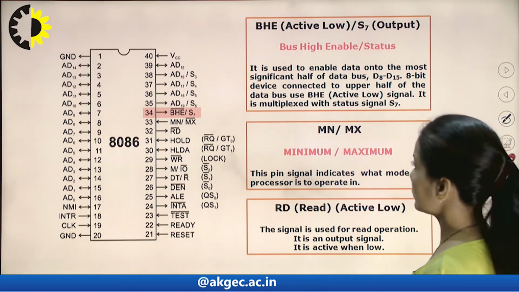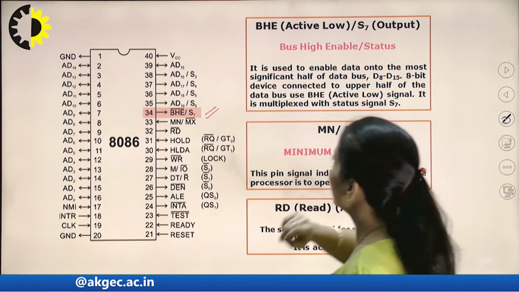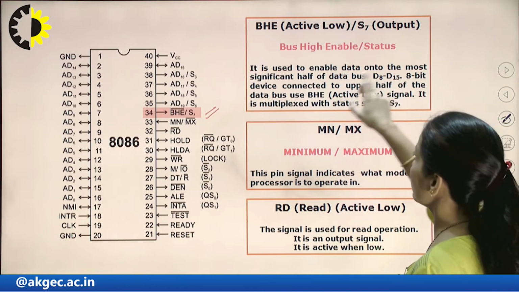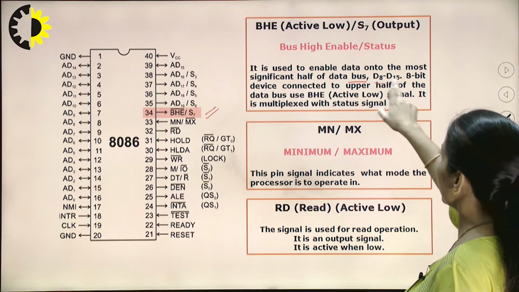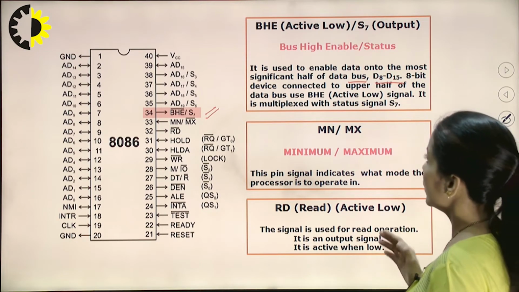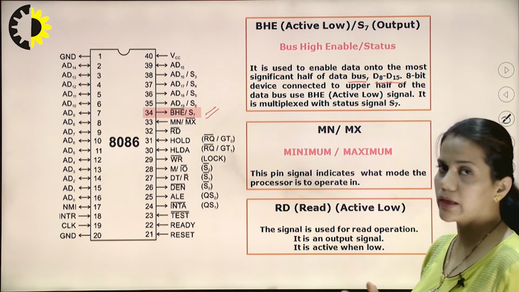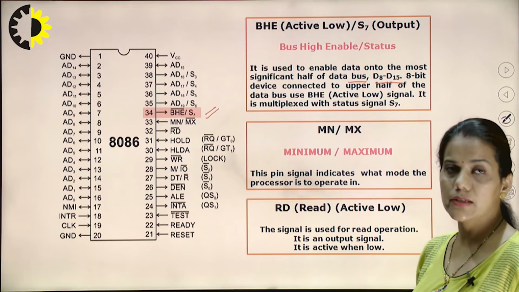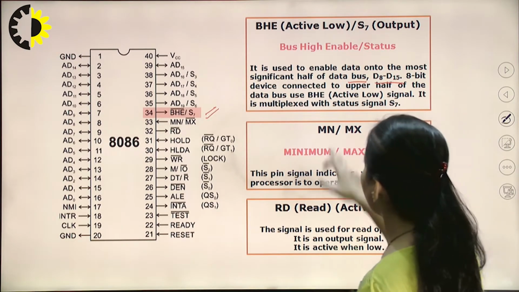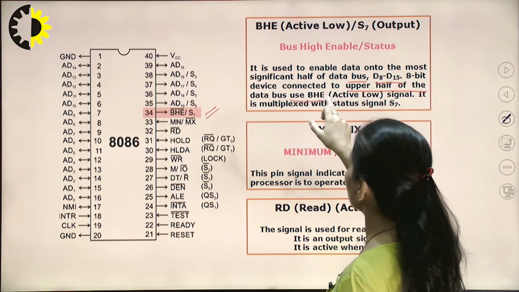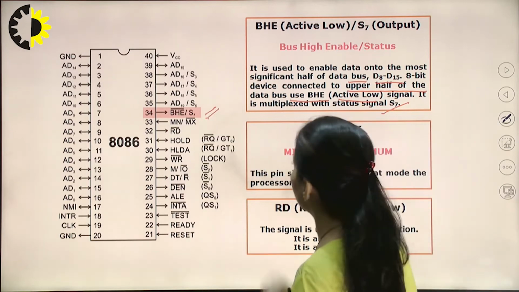So what is the role of bus high enable? It is used to enable the data onto the most significant half of the data bus, D8 to D15. When D8 to D15 is enabled using this pin, bus high enable, the higher order data bus is enabled to carry the data. 8-bit devices connected to the upper half of the data bus use the BHE signal. It is multiplexed with the status signal S7.